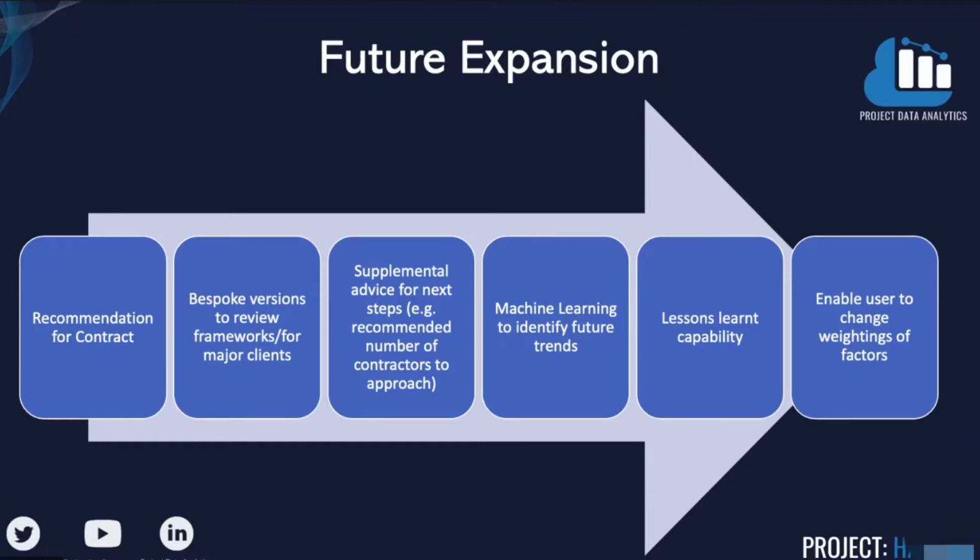Bespoke versions for the app could be made to consider particular frameworks or major client strategies and to enable the user to change the weightings of factors. Machine learning could help to identify future trends and lessons learned could also be captured to see how well the strategy worked.